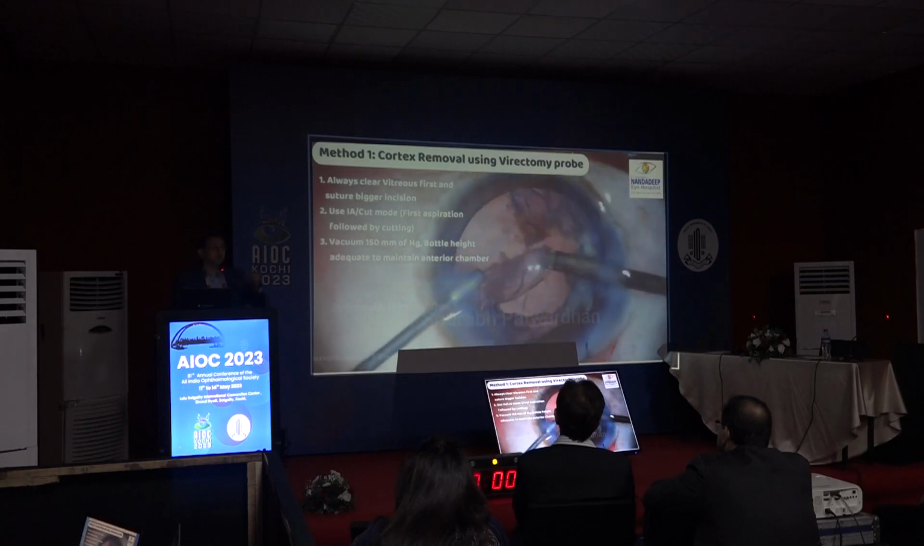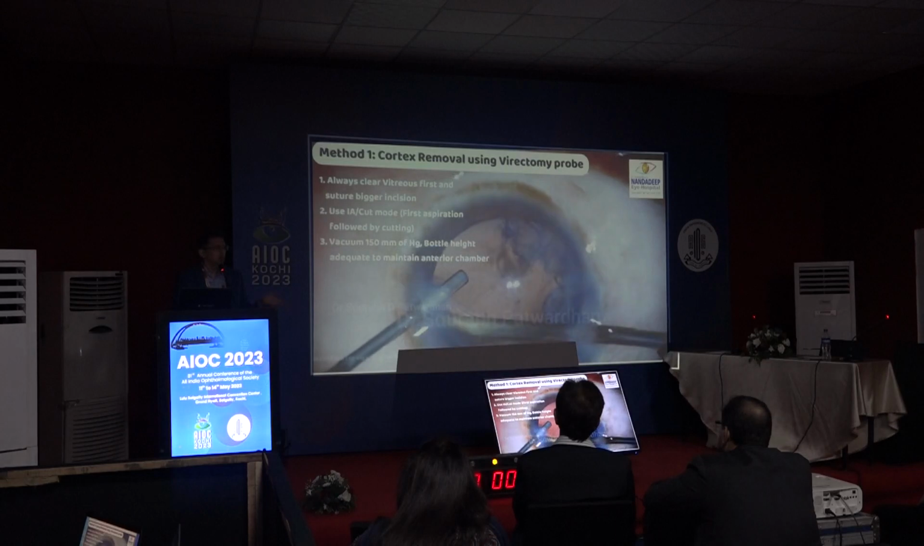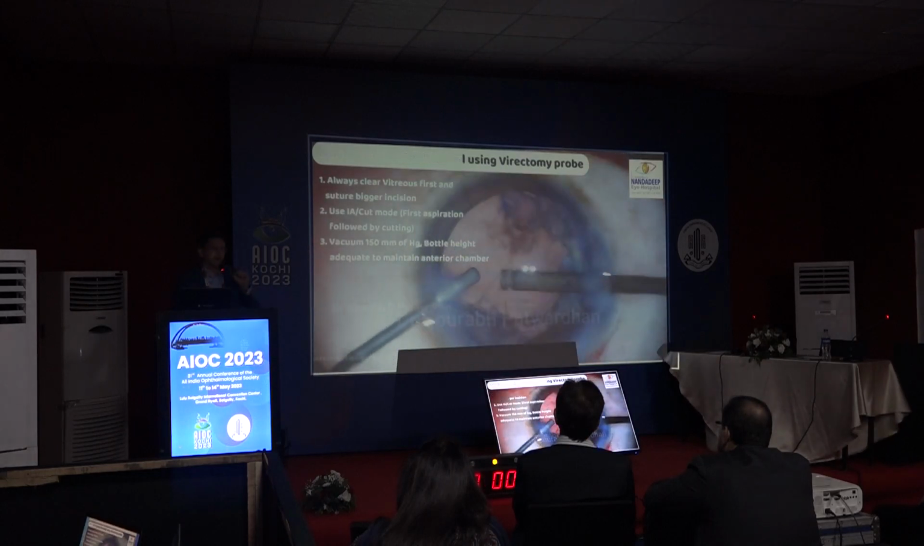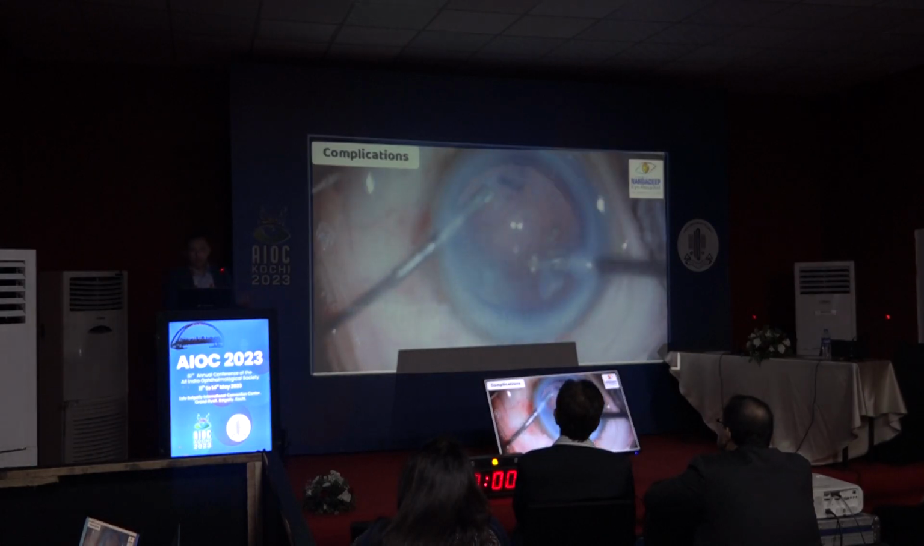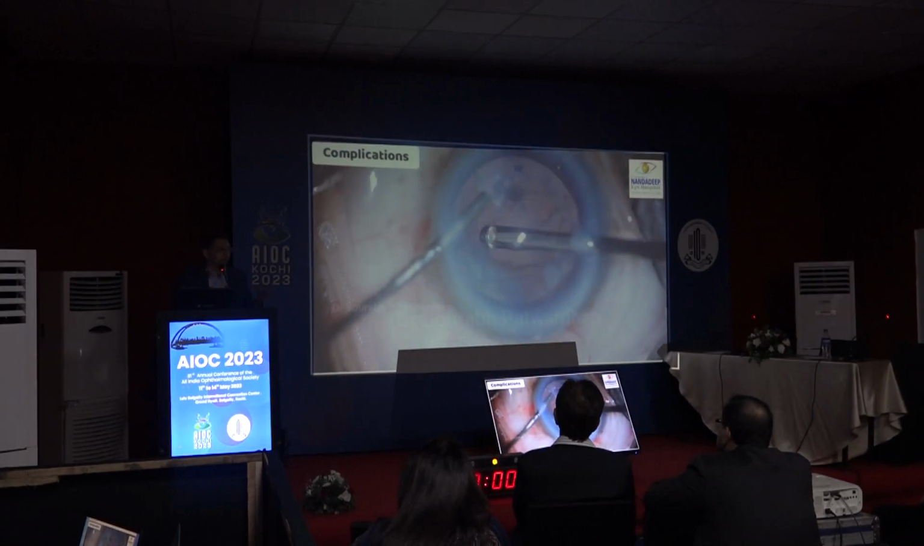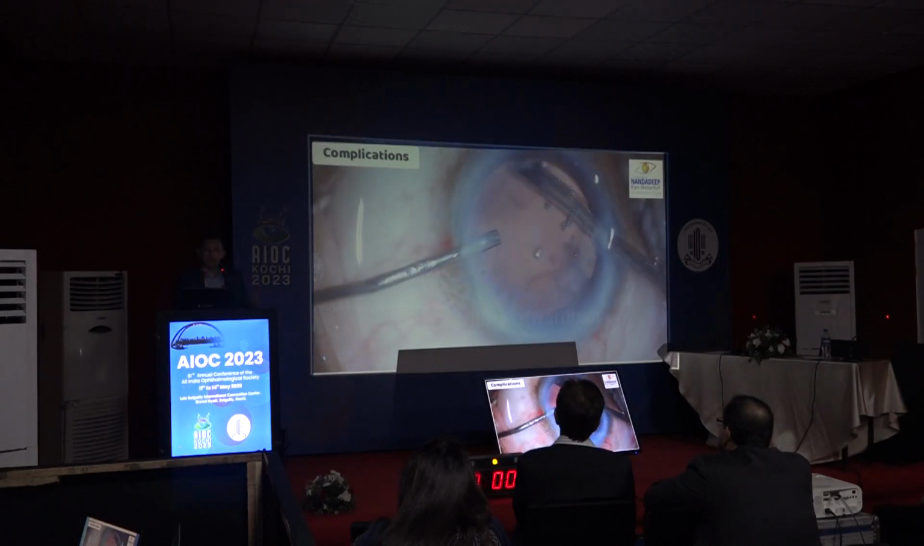But there will be some issues for beginners when they use this vitrectomy probe to remove the cortex, because the vitrectomy probe generally has much sharper edges as compared to bimanual IA. So if they tend to go closer to the anterior capsular axis, they may have tears. Like in this case, the anterior capsule got torn.